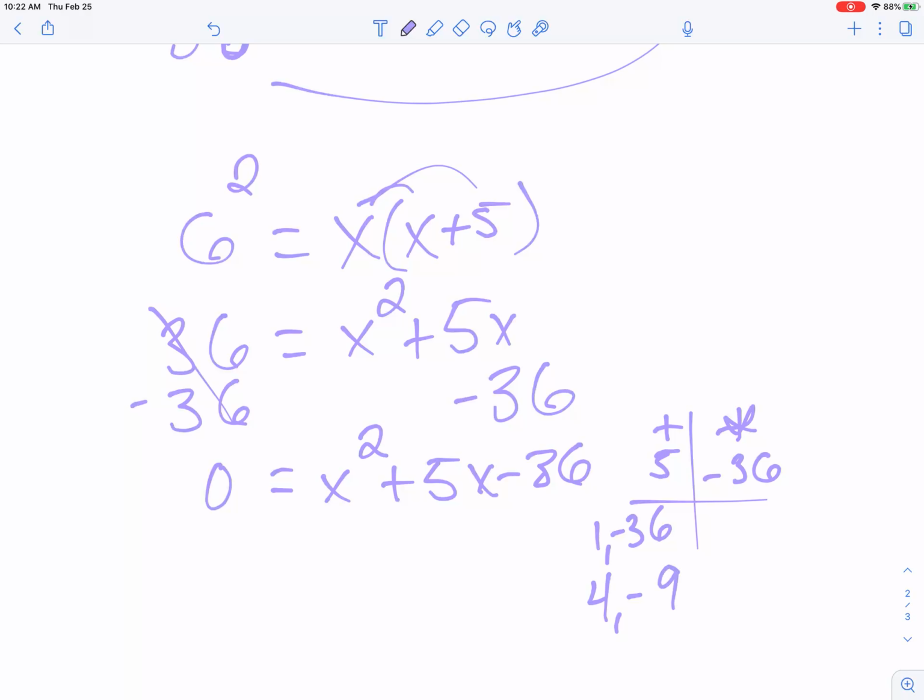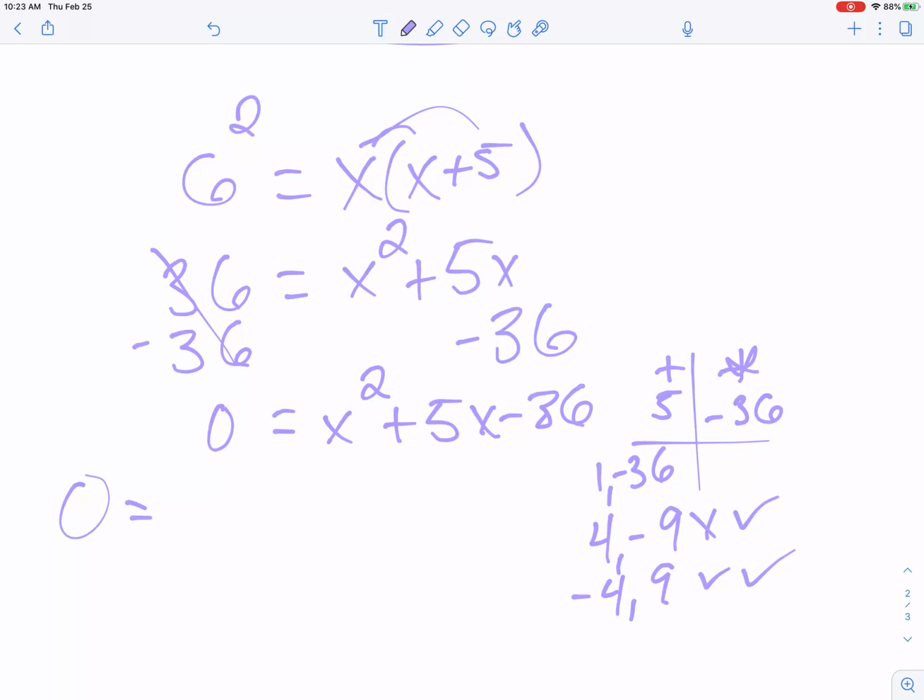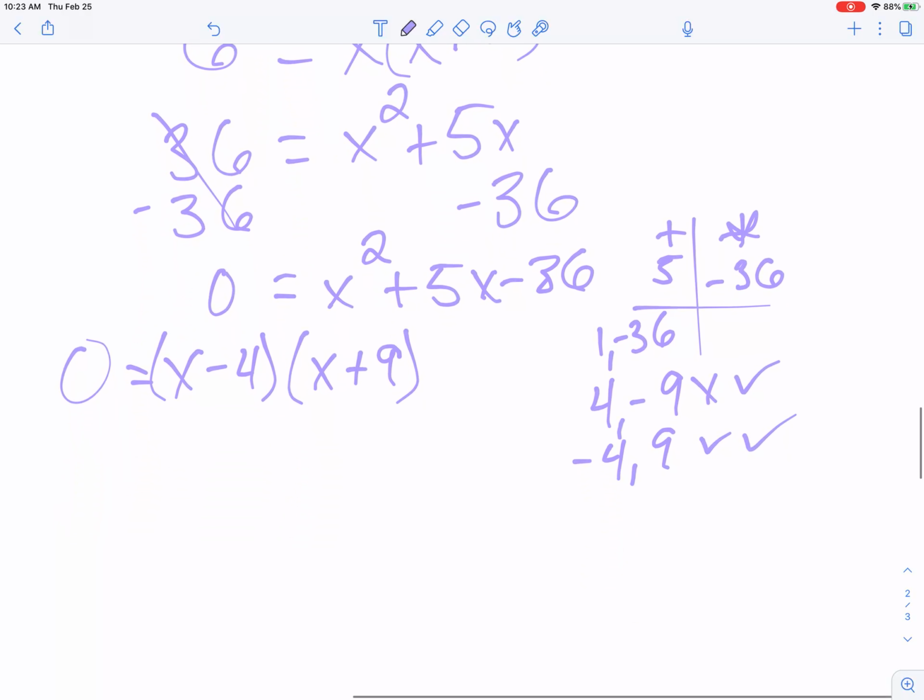Right, if it was 9 and negative 4, that would be a negative 5, but a negative 4 and a 9 does add to a positive 5, and it does multiply to a negative 36. Okay, great. So 0 equals x. Oops, that's not what I wanted to do. Minus 4 plus 9, make it two different equations. Oops, there we go.